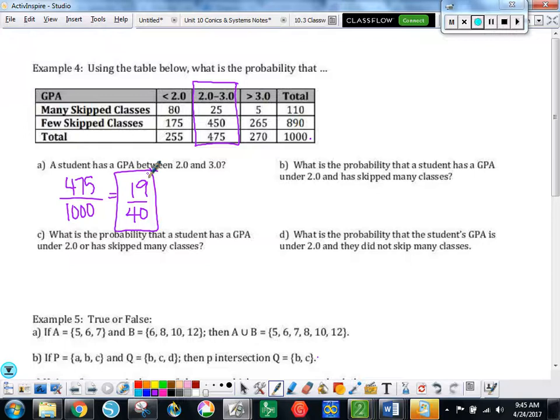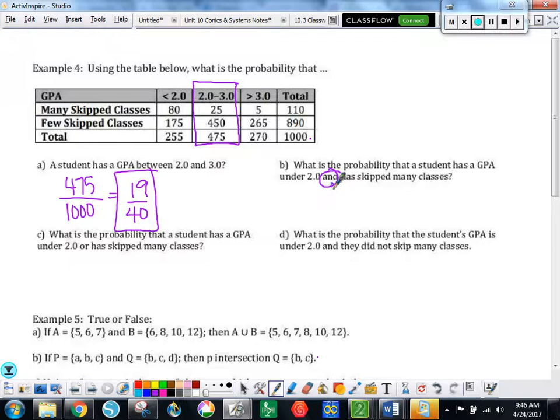Now this is called a marginal probability because we're only looking at one category. This is a two-way table where we have two variables. We've got a GPA. We'll talk more about two-way tables next time. But you have a GPA and you have people skipping school. So there's two variables you're looking at. And I'm only looking at one column, so it's called a marginal probability. Okay. Part B, what is the probability that a student has a GPA under 2.0 and has skipped many classes? So is this an intersection or is this a union?